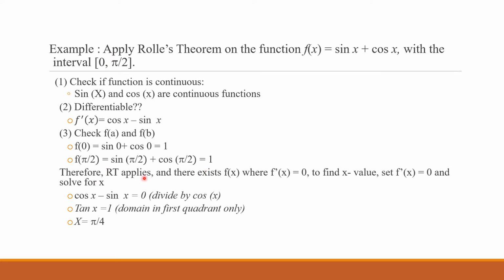So therefore, the theorem applies, and there is a point where the derivative is equal to 0, and I will equate the derivative to 0 and find it. So I took the derivative, which is cosine x minus sine x equals 0. And I need to solve it like a trigonometric equation. So I divided by cosine x, so this became 1 minus tan x equals 0, so tan x equals 1. Again, I need to check my domain. My domain is only in the first quadrant, so the only angle that makes the tan of it equal 1 is pi over 4, and pi over 4 is in the interval, so this is the point.